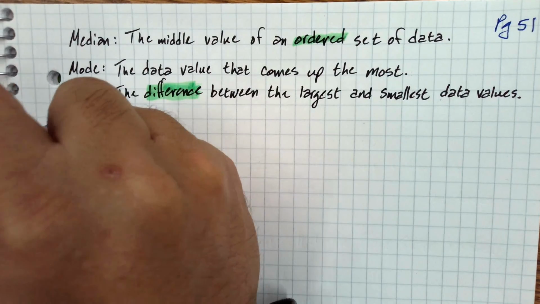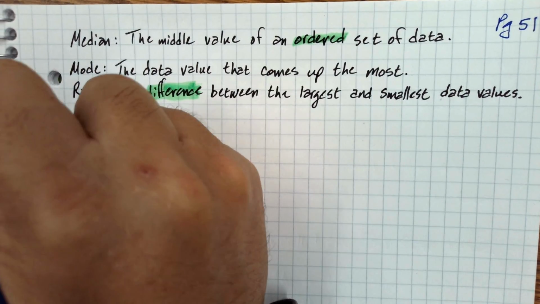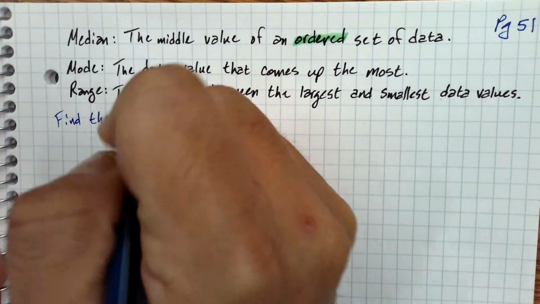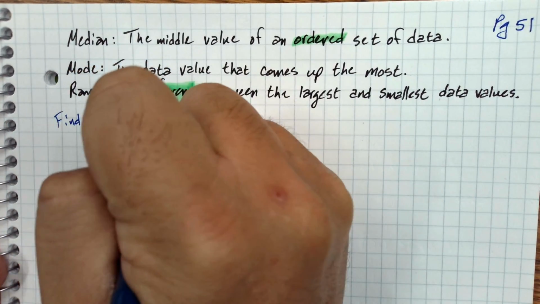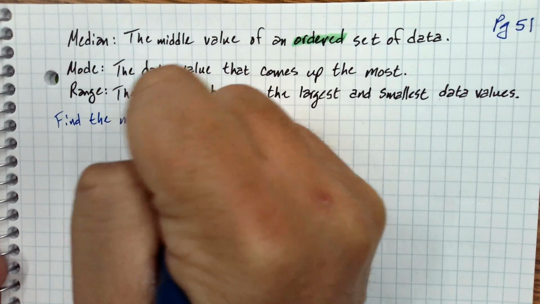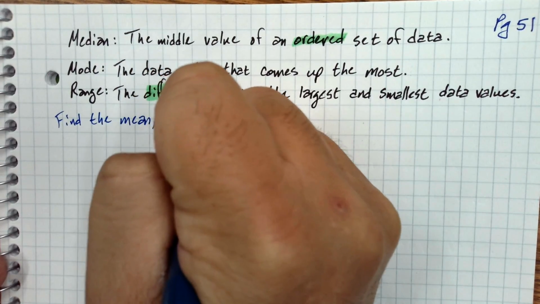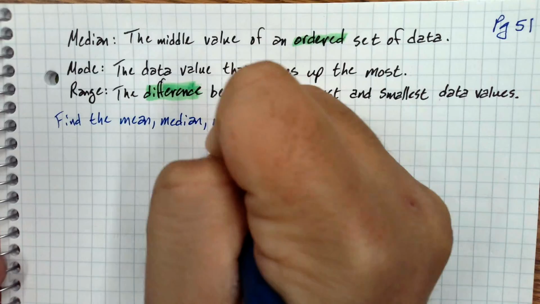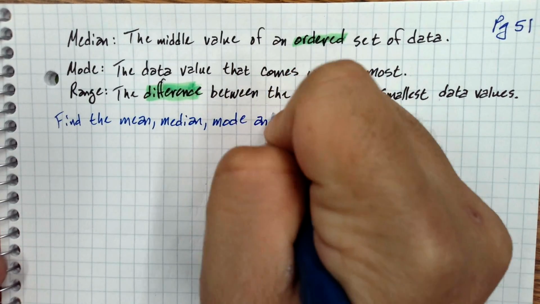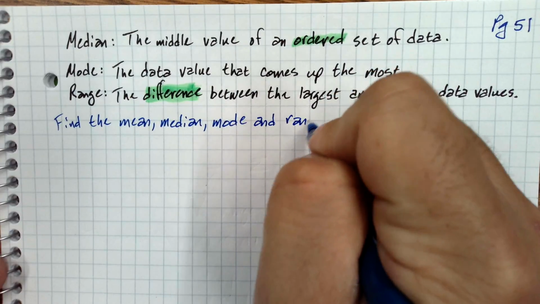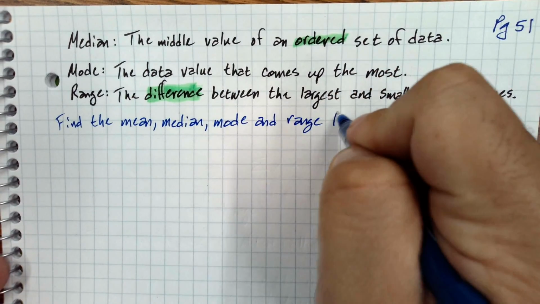So it's find the 3 M's, the mean, median, mode, and range for each set of data.